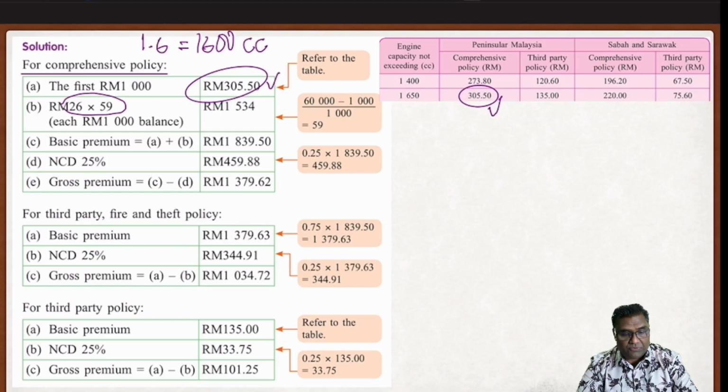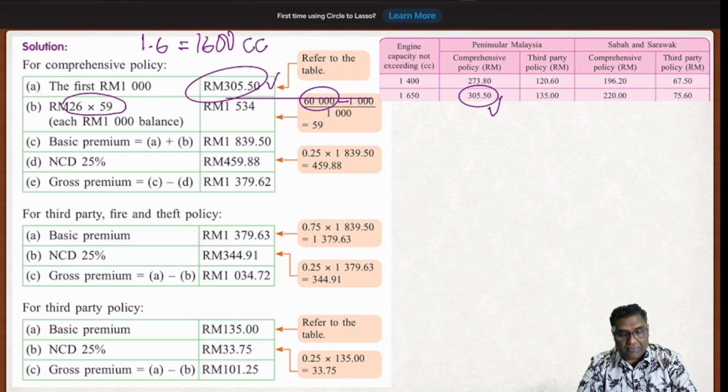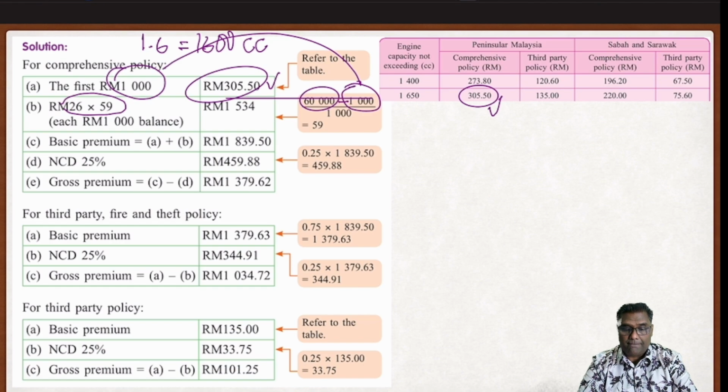This 26 times 59: 60,000 is the sum insured, minus 1,000, divided by 1,000. Why did I minus 1,000? Because I've already covered the first 1,000. That is the one that was actually deleted out from here, my dear students. So I divide by 1,000 and I get 59. So 59 times 26 for each 1,000 balance. This is the premium I calculated. This is what we do.